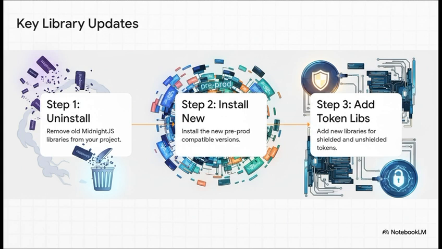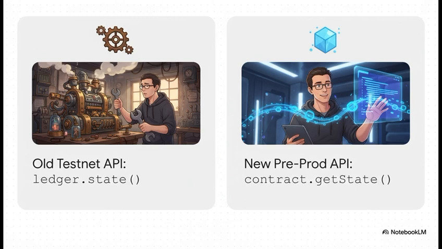Here's a perfect example of a common change you're going to have to make in your client-side code. The method for fetching a contract state, for instance, has moved from the ledger object over to the contract object itself. So you'll have to hunt those down and refactor those calls.